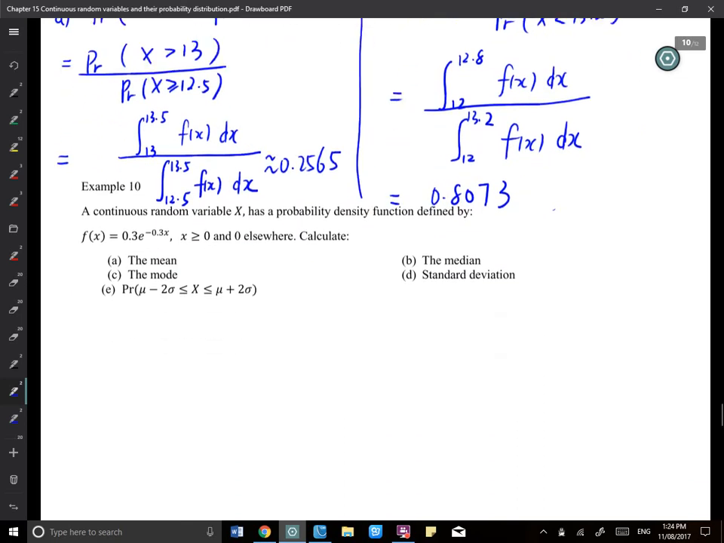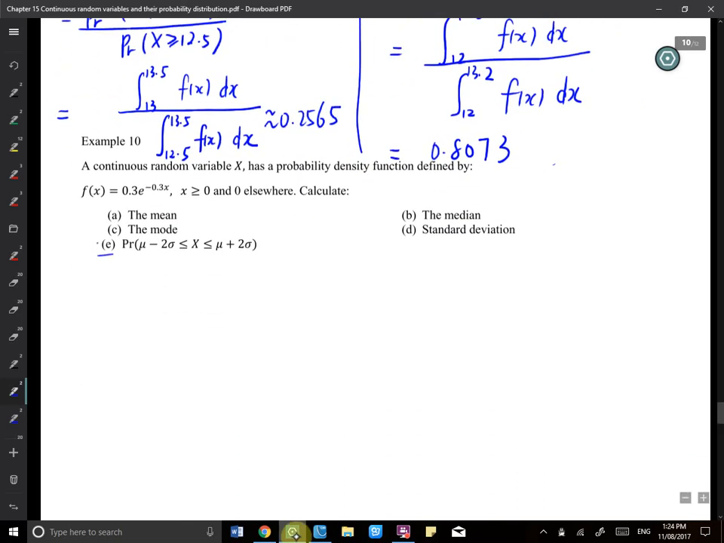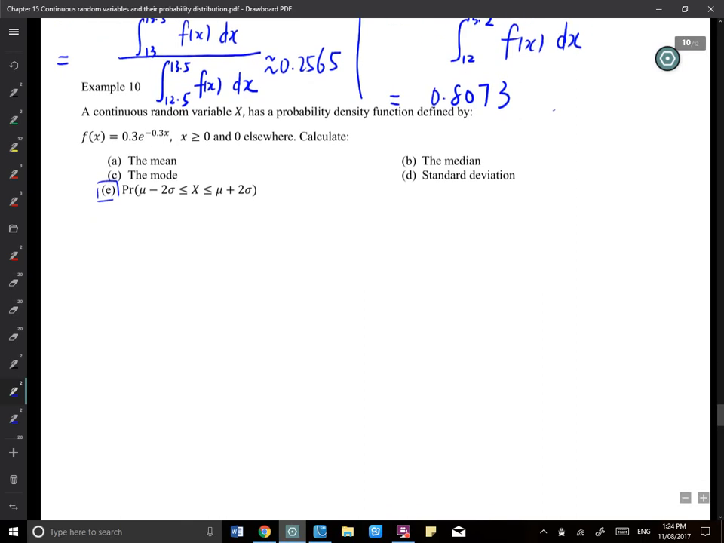Very similar thing here. Example 10. What I want to really emphasize is part E here. Let's have a look at the question first. Example 10. A continuous random variable X has a probability density function defined by that. As I said, that's a special distribution, but this time it doesn't tell me the formula for the mean, so I can't assume I know that. If you remember, that's 1 over A. Do not use it, but you can check your answer by that. So 1 over A is 1 over 0.3, and that's 10 on 3. So you should have expected value 10 on 3.